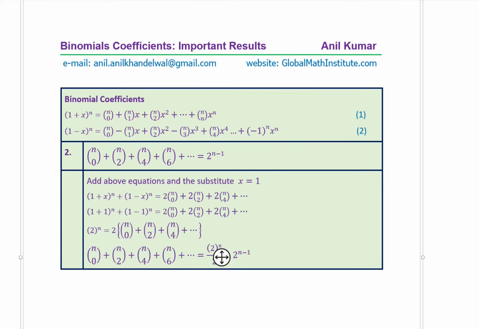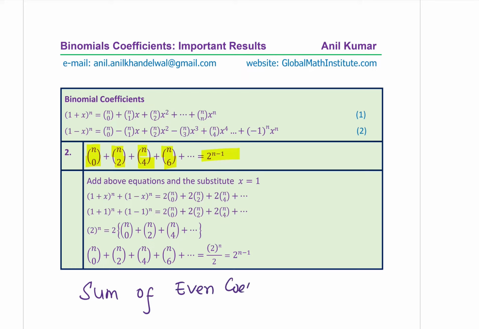Okay, so let's take the second example, which is now we need to prove that n choose 0 plus n choose 2 plus n choose 4 plus n choose 6, so we have even values of r, is equal to 2 to the power of n minus 1, right? So last time the sum of all was 2 to the power of n. Now this time we are only considering even coefficients, right? So we are now saying sum of even coefficients. Correct? So that is what we'll prove.